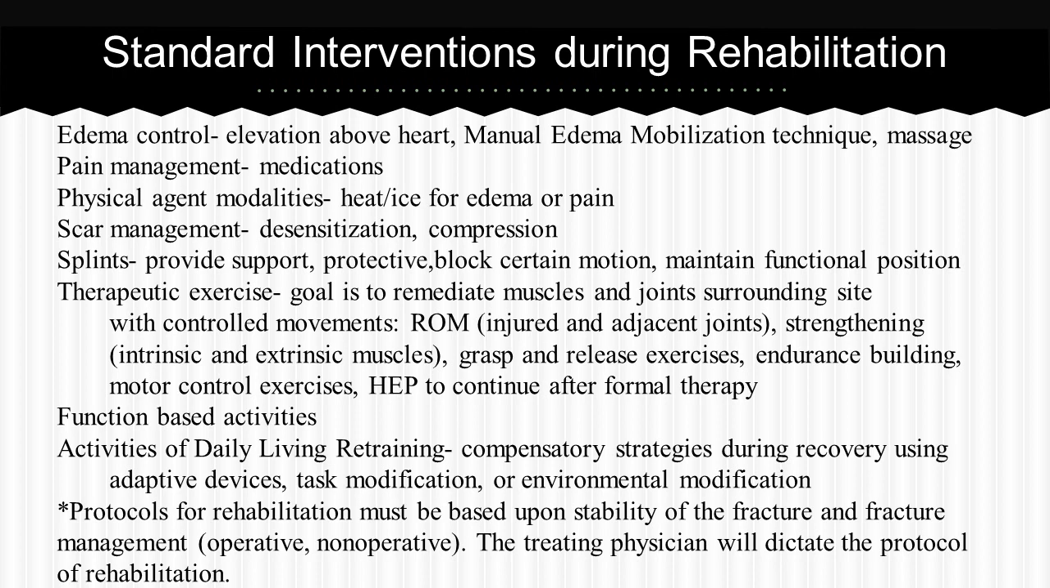Therapeutic exercises will be done during therapy with the goal to remediate muscles and joints surrounding the injury site using controlled movements. Examples are range of motion at the injured and adjacent joints, strengthening to both intrinsic and extrinsic muscles, grasp and release exercises, endurance building, and motor control exercises. A home exercise plan will be given for the client to continue after formal therapy.